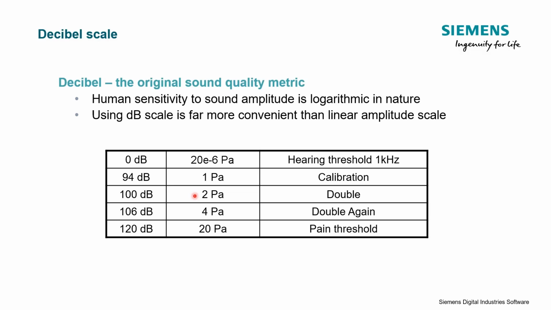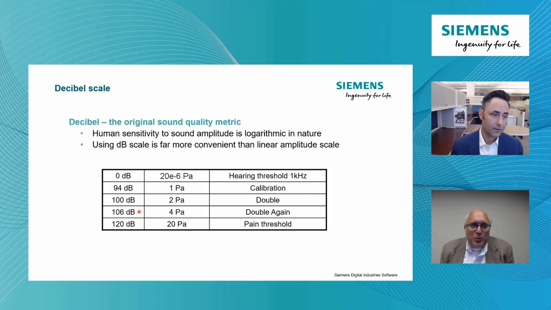But now, let me show you something weird. I'm going to double it again. I'm going to go from 2 all the way up to 4. So now my increase is twice as much as it was last time. Now how much does it go up? 100 to 106, 6 dB. So 6 dB. Again, 6 dB.